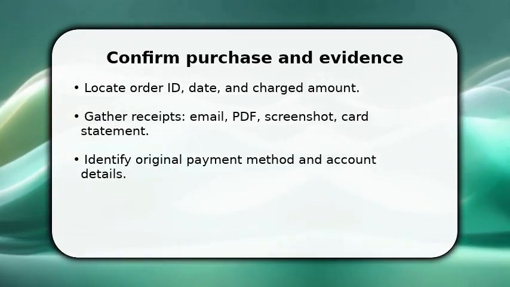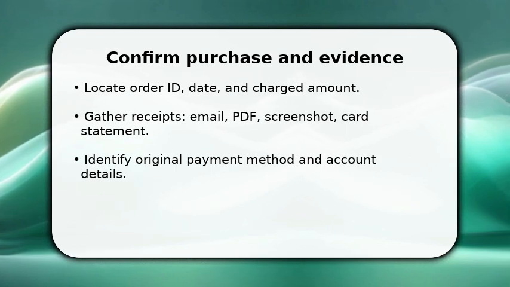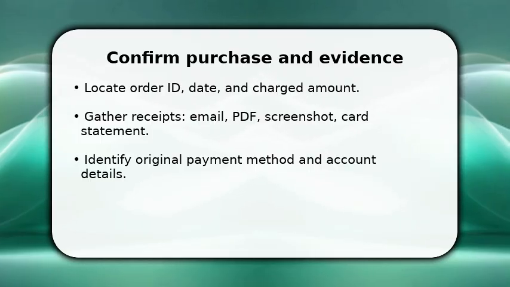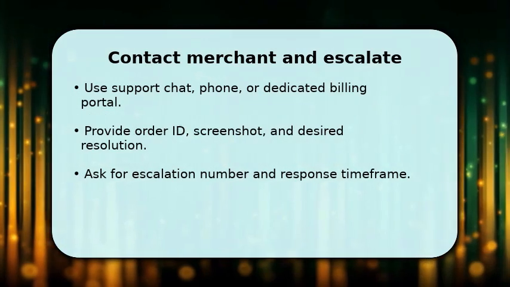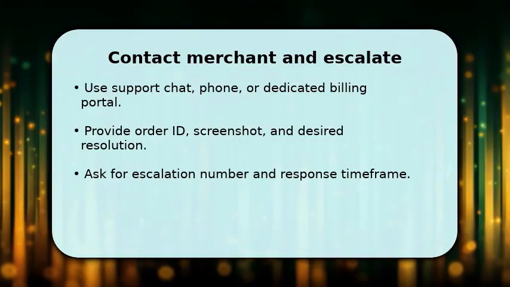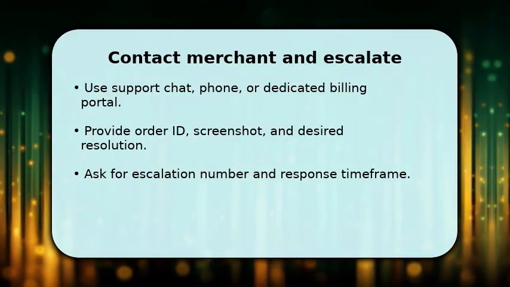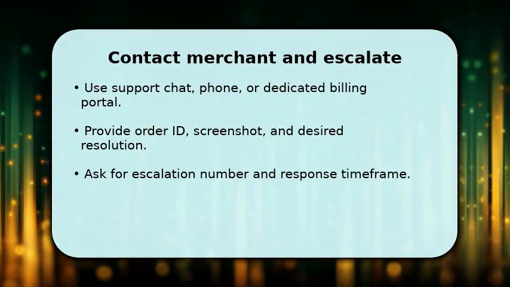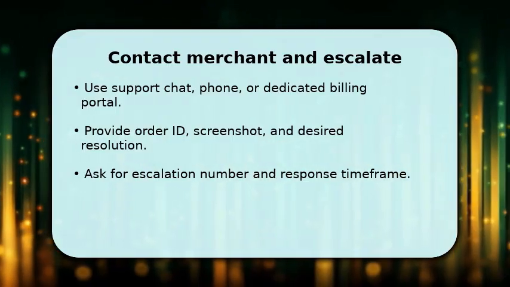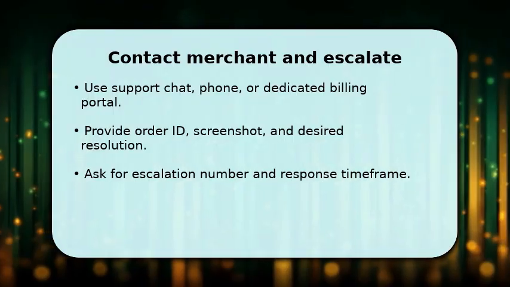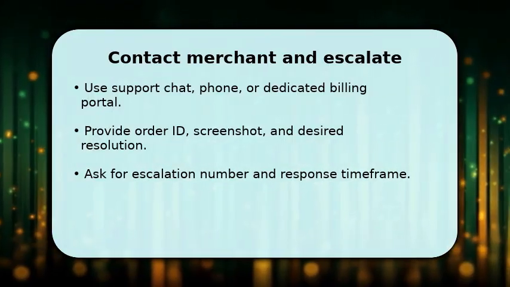You'll use these documents in the next step when contacting support or opening a dispute. You contact the merchant using their official support channel, chat, phone, or a billing portal, and state the problem clearly. Explain the discrepancy, upload your evidence, and request the outcome you want: refund, correction, or applied credit. Once you've made the case, ask for an escalation reference or ticket number and a specific response timeframe.